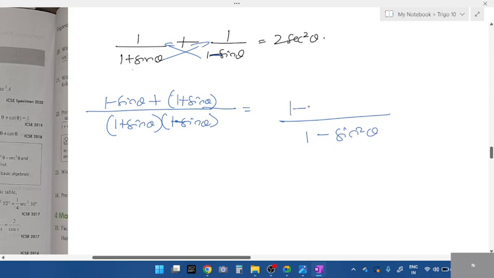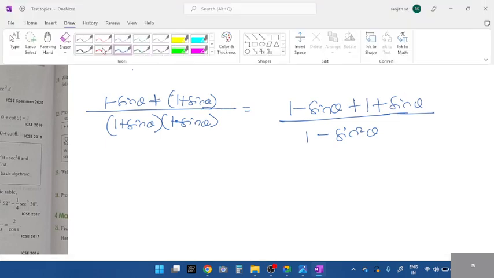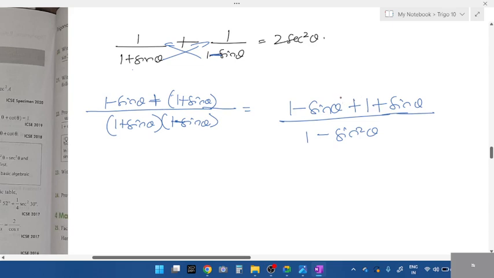Numerator, what do you get when you open the bracket, students? 1 plus sine theta. Always make sure you write it in bracket. Sometimes the signs will change. Open the bracket, what do you get? Plus 1, plus into plus is plus sine theta. Which one gets cancelled here? Minus sign and plus sign. What is 1 plus 1? 2.